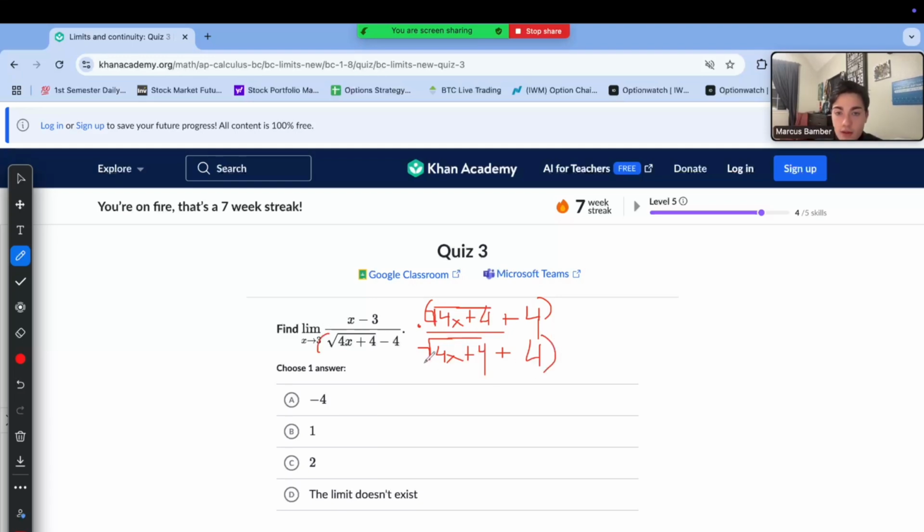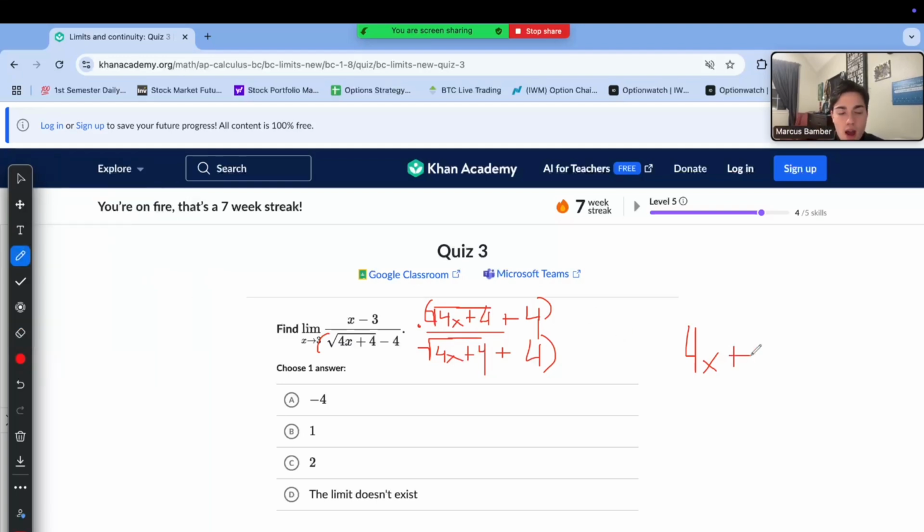Notice this is a difference of squares, so we don't have to worry about FOILing, as the outside and inner terms just cancel out. That's why we do these conjugates. They're pretty easy to solve. So when we multiply the square root of 4x plus 4 times the square root of 4x plus 4, we are simply left with 4x plus 4. The square roots cancel out. And then we multiply negative 4 times positive 4, and we get negative 16. 4 minus 16 is negative 12.